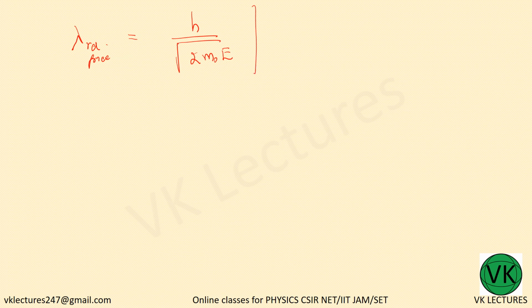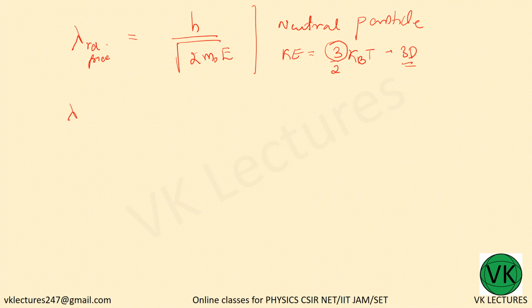Now for a neutral particle, kinetic energy is given by 3 by 2 kT, where 3 is the number of degrees of freedom. If it is moving in 3 dimensions, this is for 3D motion. So it is 3 by 2 kT, that means 3 times half kT. So for a neutral particle, this much.